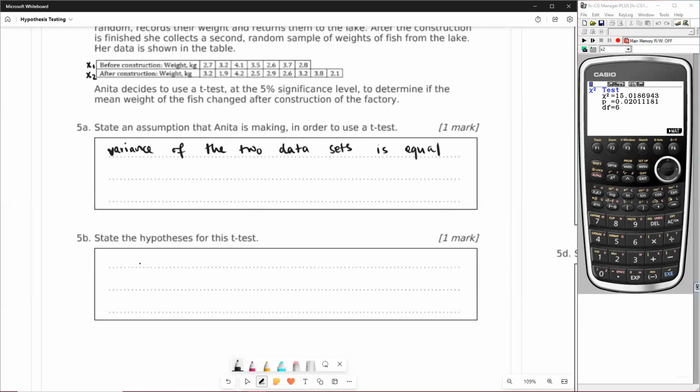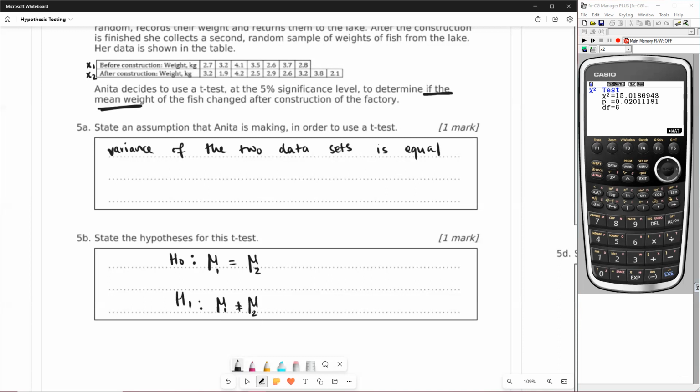And the hypothesis for any t-test: you see that it says they want to determine if the mean weight changed. So the discussion here is about the mean weight. We want to see, is the mean weight going to be more than, stay the same, or less than, or does it have any change at all? So the initial assumption is that there is no difference, that the mean of the first data set is going to be equal to the mean of the second data set. And then the alternative hypothesis is that it's going to be different.